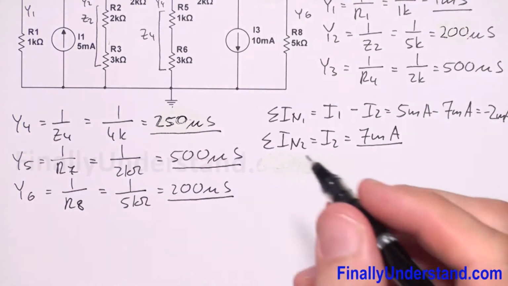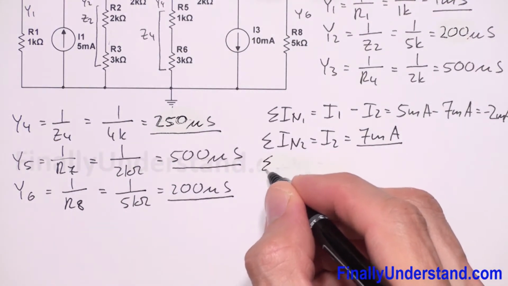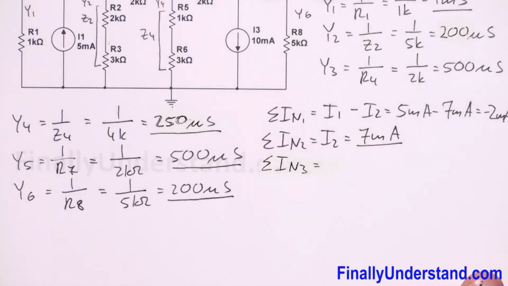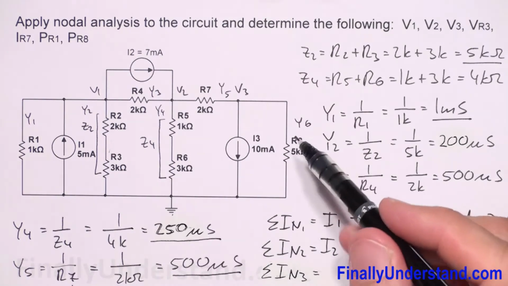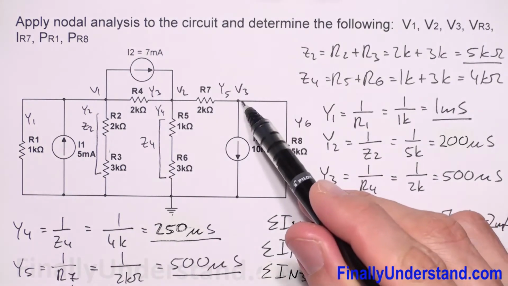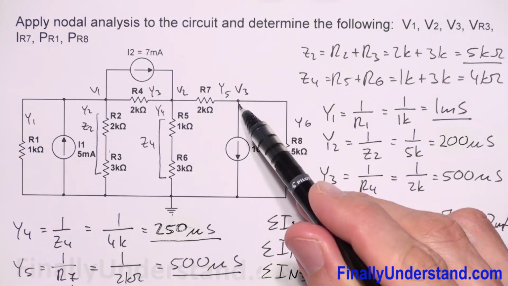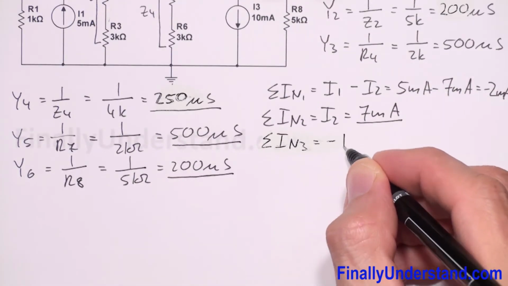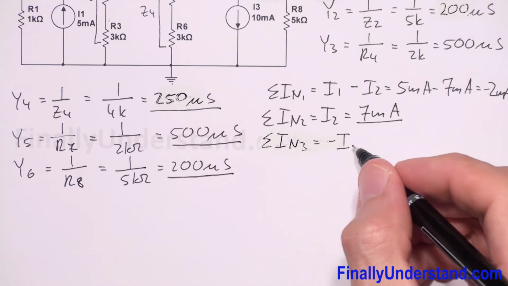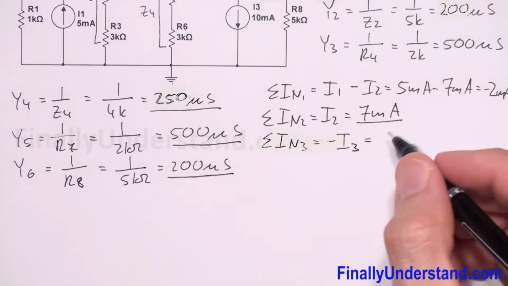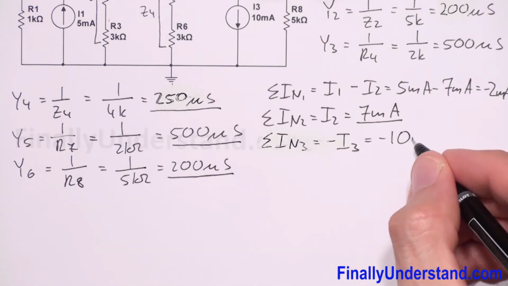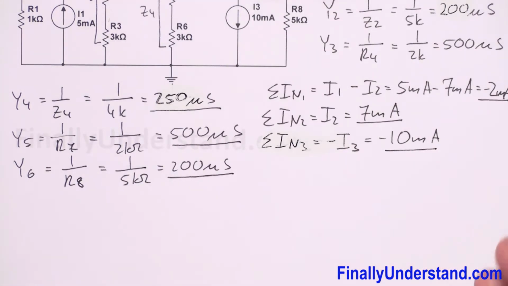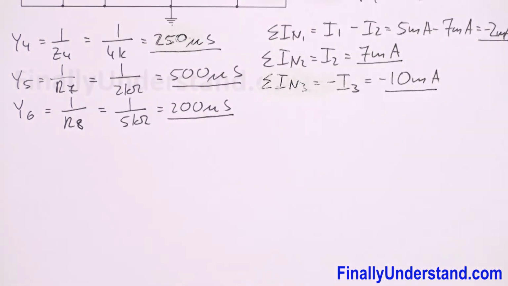Next we're supposed to find the sum of the currents at node 3. Please notice that only one current source, I3, is connected to node 3, and the current is leaving the node. That's why this is going to be my negative current, negative I3, and this is equal negative 10 milliamps.